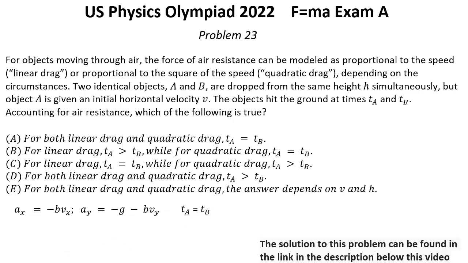For quadratic drag, we have acceleration ay equals negative g minus b vy multiplied by the absolute value of v. It means that in case A we have a greater air resistance, and so ta is greater than tb. That's answer C, and that was the solution for problem number 23.